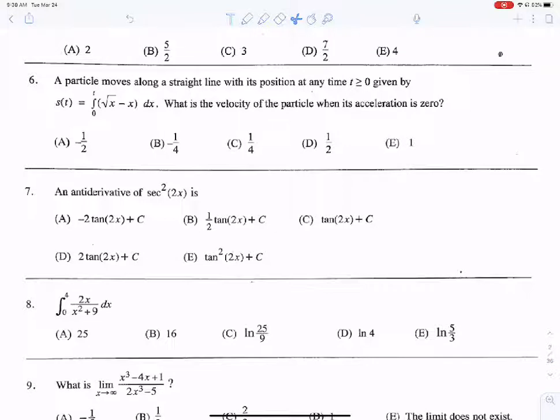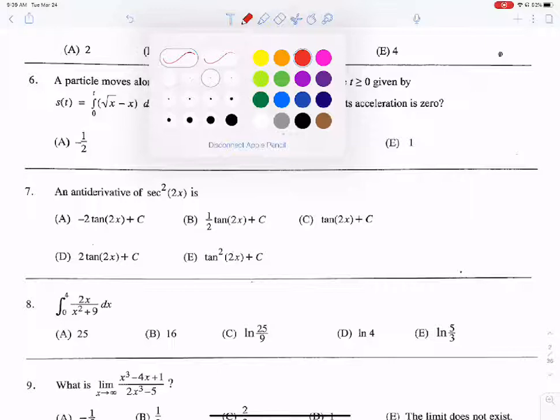A particle moves along a straight line with its position at any time t greater than 0 given by this. So what is its velocity? In order to find the velocity, I think you guys would agree, I'd like a little extra room here. Maybe this was not the best place to do this. Let's see, no, that's just going to take too long.